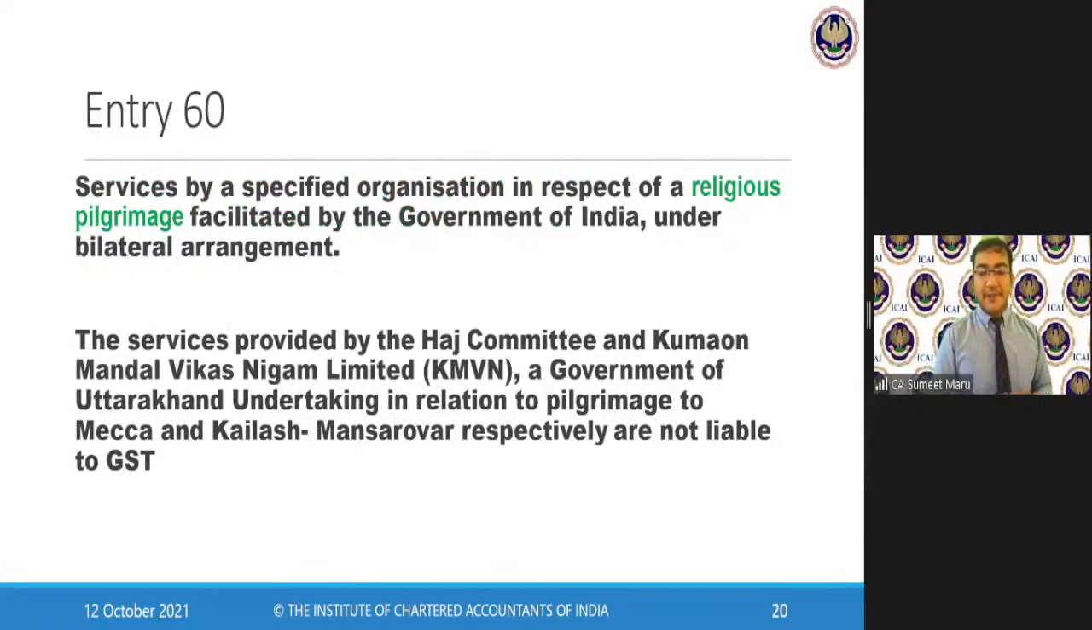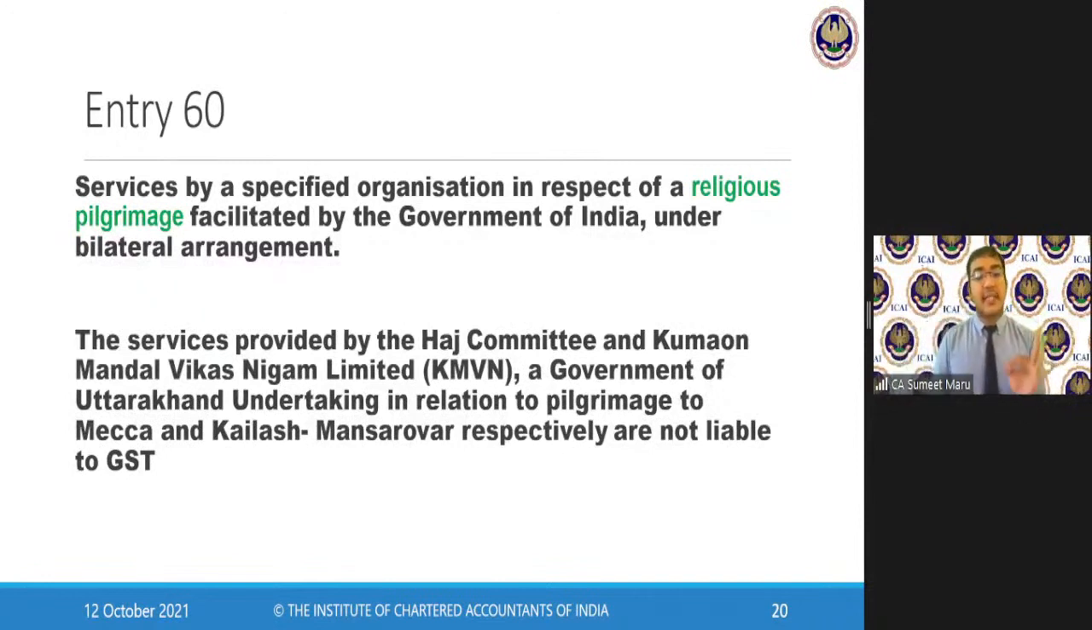Thereafter, services by a special organization in respect of religious pilgrimage facilitated by Government of India under a bilateral agreement. Now this is the next entry, number 60, which says that if certain pilgrimages, the religious tours, are facilitated by the Government of India under the bilateral agreement of 2 different countries, that will also be covered in exemption. Entry number 60. Now, what are such things which are facilitated by Government of India? There are only 2 things here.